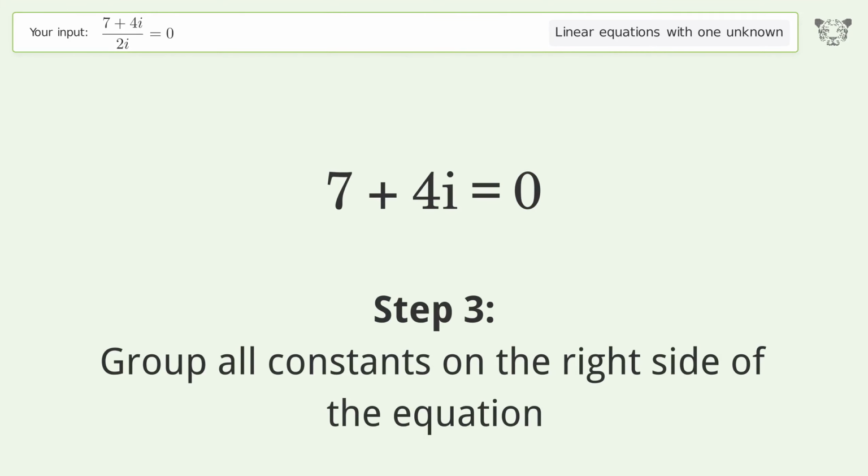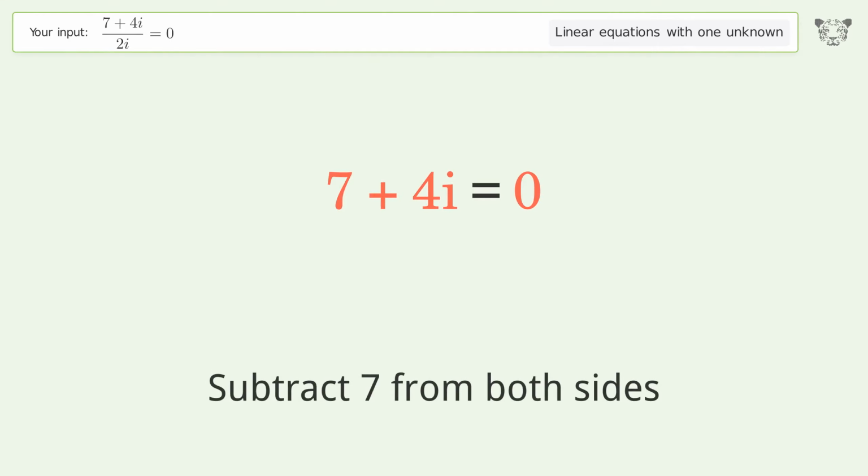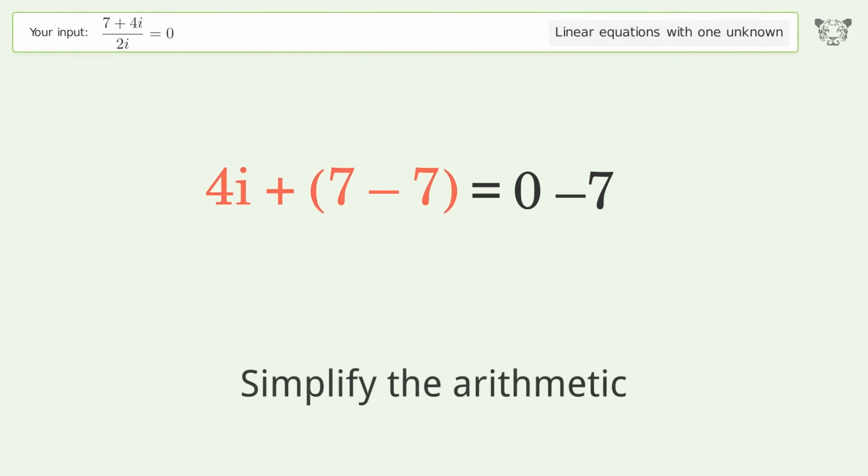Group all constants on the right side of the equation. Subtract 7 from both sides. Group like terms. Simplify the arithmetic.